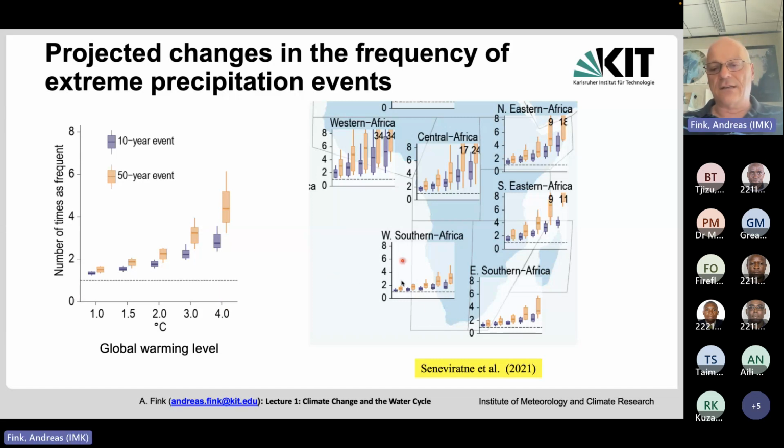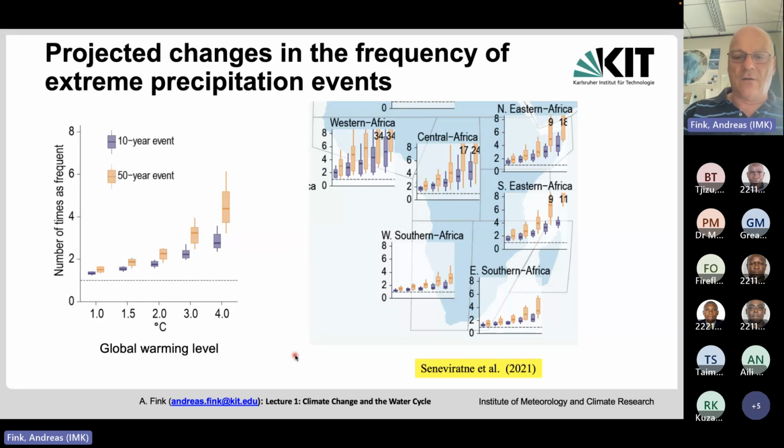And when we consider these maps, this is on the y-axis the number of times as frequent as now, if you wish. And this is a 50-year precipitation event, and this is a 10-year event. And in this figure, for the strongest warming, the 50-year event that occurs now will be more than 4 times as likely occurring at the end of the century.